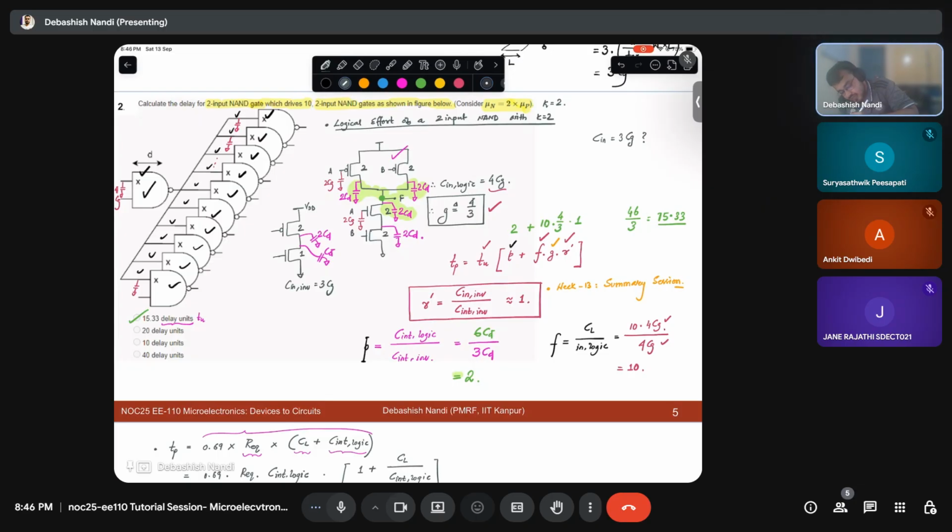If that is the case, tell me, let's say these are all 3 input NAND gates. What will be the answer? Where will you change it? We have three input NAND gates, sir. Yes, the output stage is a 3 input NAND gate. Where will you change it in the formula?